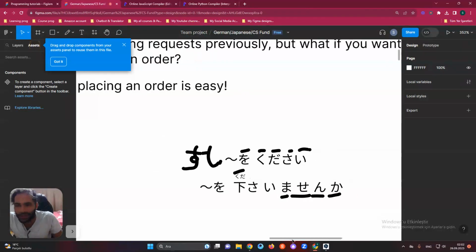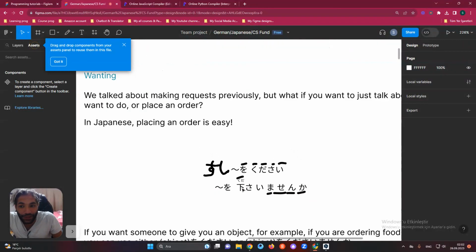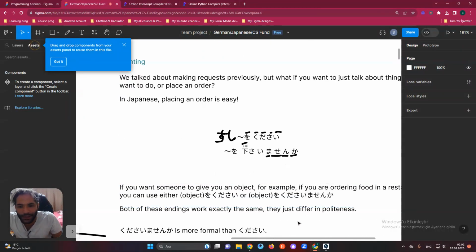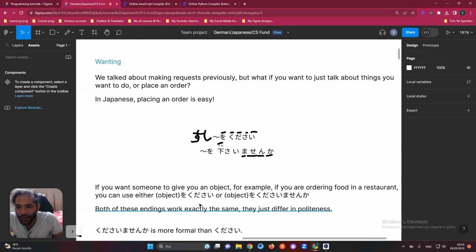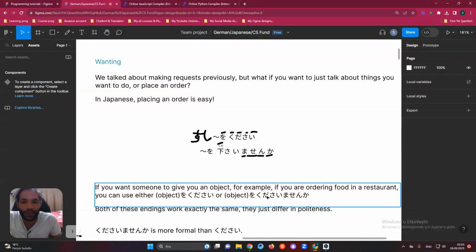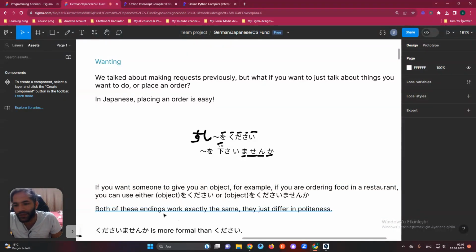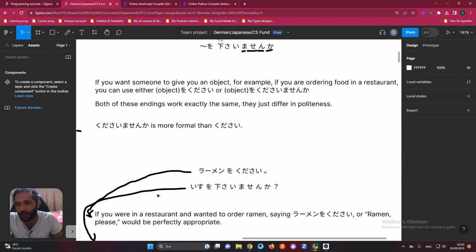All right. So let's say mizu, I know it is water, so you can say mizu o. Mizu o kudasaimasenka. Like, could I possibly get some water? Like, is it possible to get water? It's much more polite. So let's continue with another one. If you want someone to give you an object, for example, if you are ordering food in a restaurant, you can use either object o kudasai or object o kudasaimasenka. Both of these endings work exactly the same. They just differ in politeness, as I told you before.